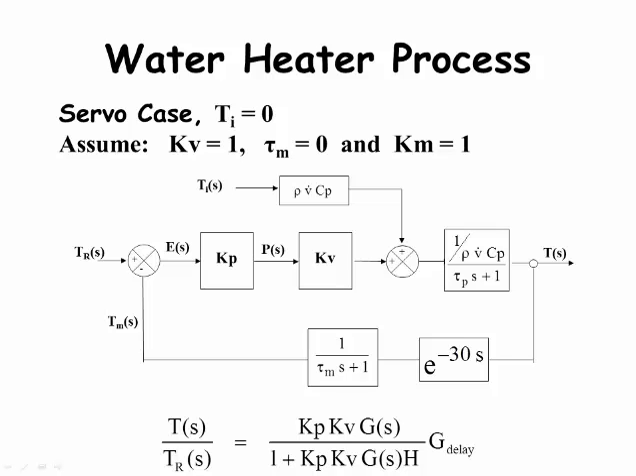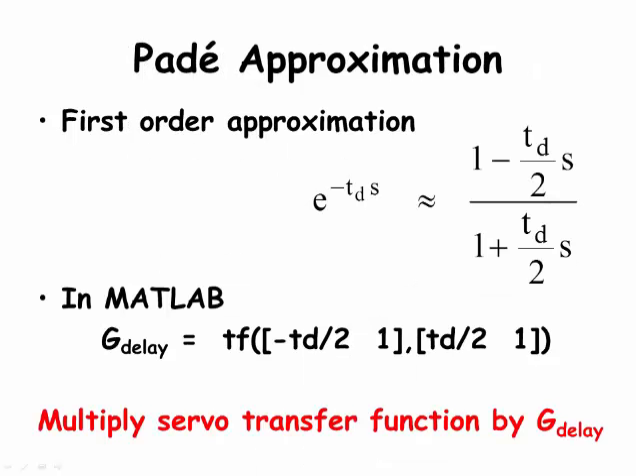At the bottom of the slide is the transfer function for the servo problem. On the right end of the equation is the delay transform g delay that we multiply times the servo problem transfer function. The method we will use to approximate sample line delay and process dead time is to use a first-order Padé approximation of the e to the minus time delay times s. The expression used is shown here.